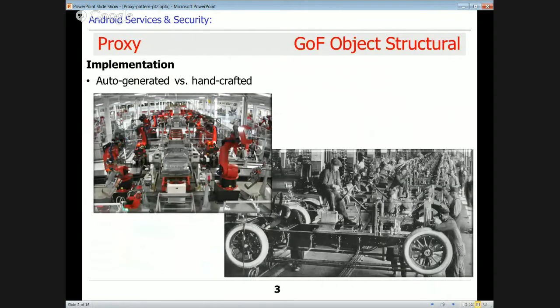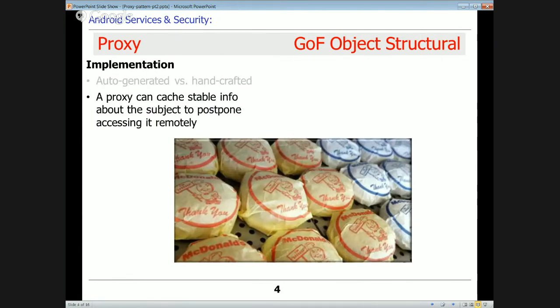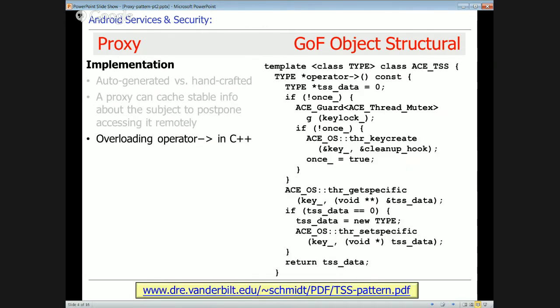So one of the decisions you have to make when you use the proxy is, do you write it by hand, the old-fashioned way, or do you auto-generate it via some kind of tooling? I think it's fair to say that the general trend these days is to do things in an automated way. Another implementation consideration is whether you should be caching information that is unchanging about the subject, so you don't have to access it remotely every time. Some information changes every time, some information doesn't change, and so you could actually cache it locally.